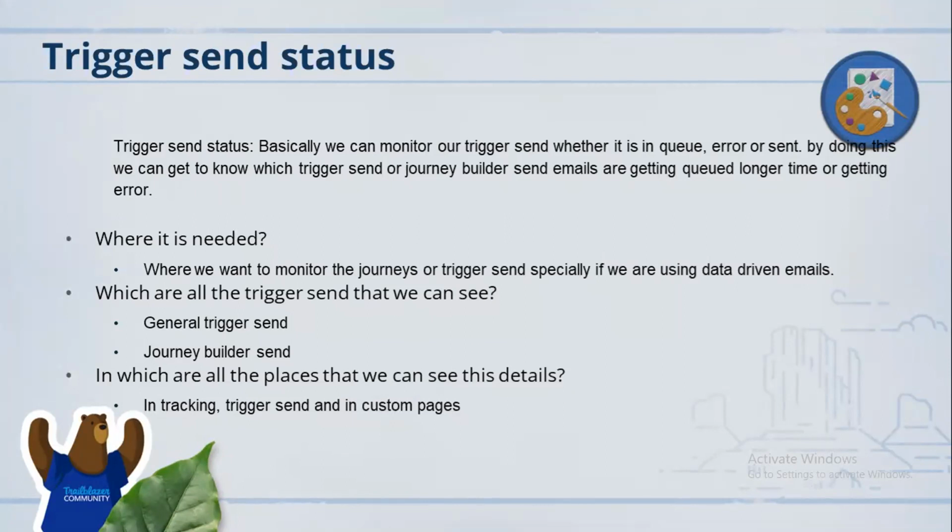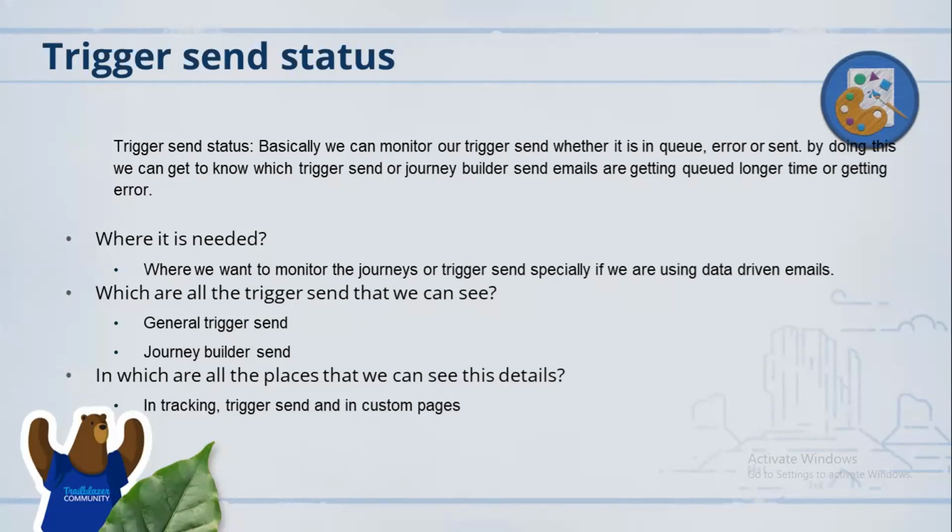Where exactly do we need it? If our data extensions or our emails are completely data driven, in that scenario most of the emails are getting queued or sometimes getting errored out. In that situation, we can monitor our journeys or trigger sends, specifically if it is a data driven email. As I specified, we can monitor the Journey Builder send along with the general trigger send as well.